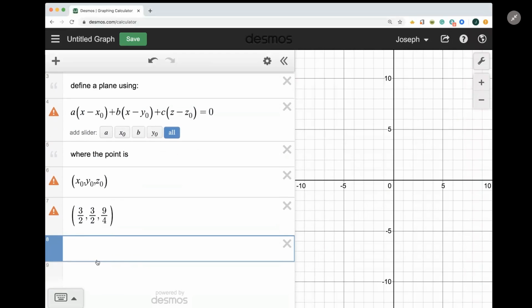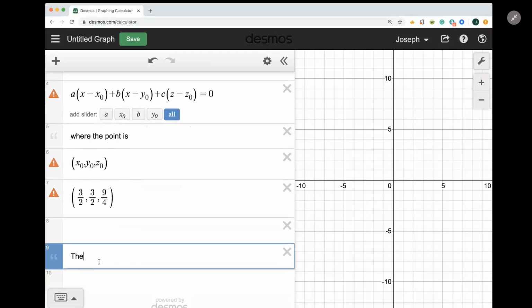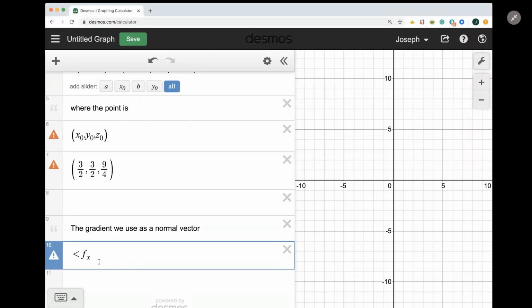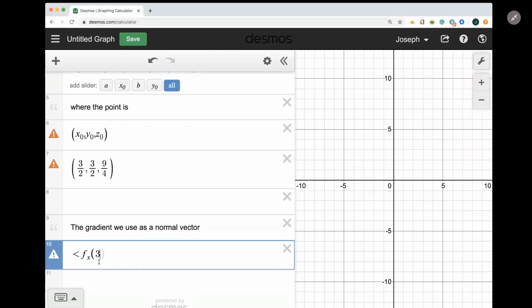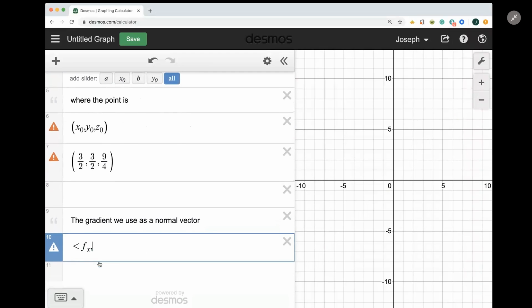And then what we need is the perpendicular components of a normal vector for which we're going to use a gradient. So the gradient we use as a normal vector is going to be the partial derivative of the function with regard to x at the point 3/2. Well, it just depends on the point you pick, right? So we're going to have also the partial derivative with regard to y, and then -1.